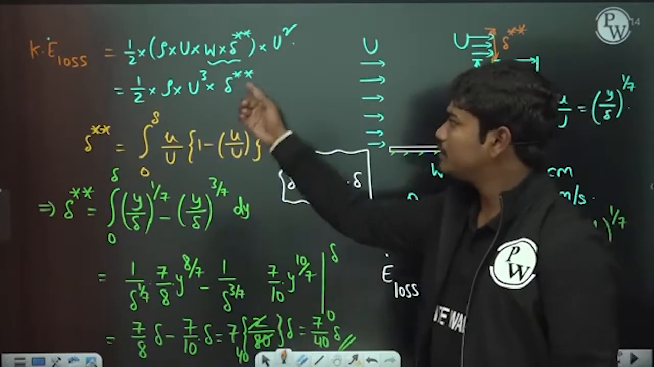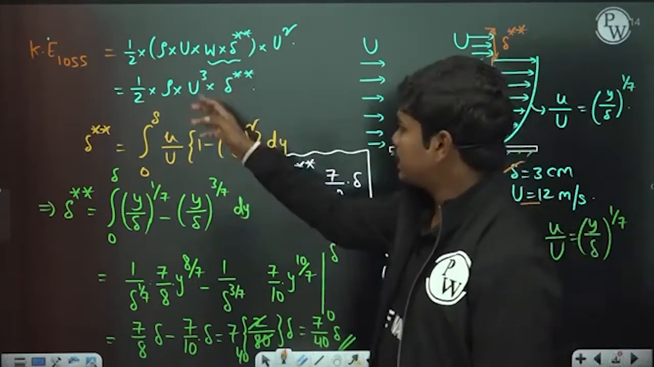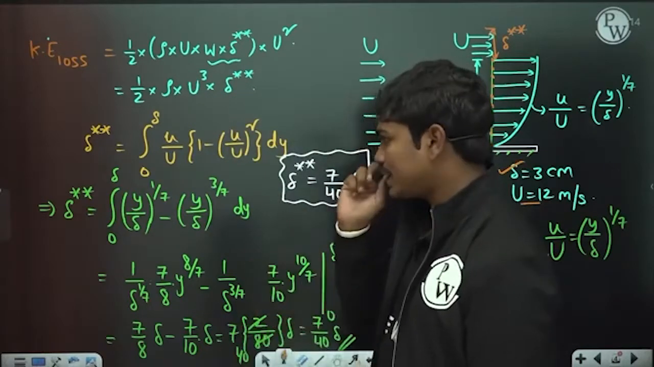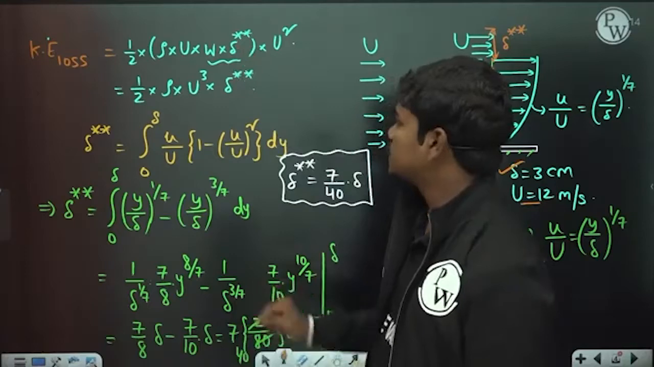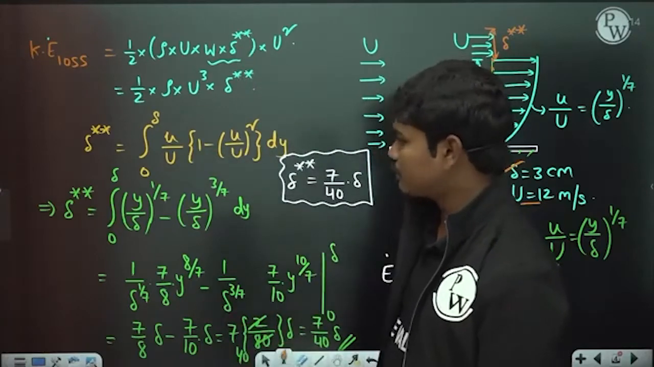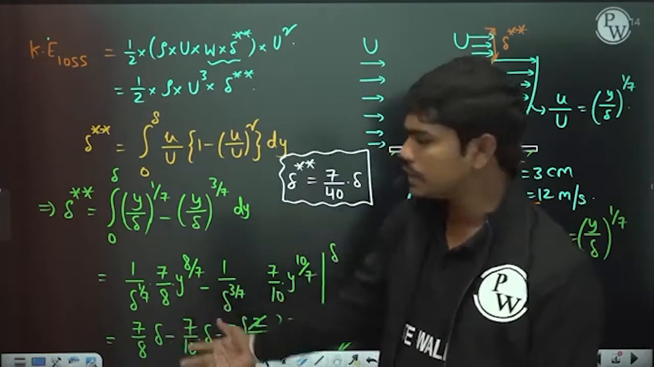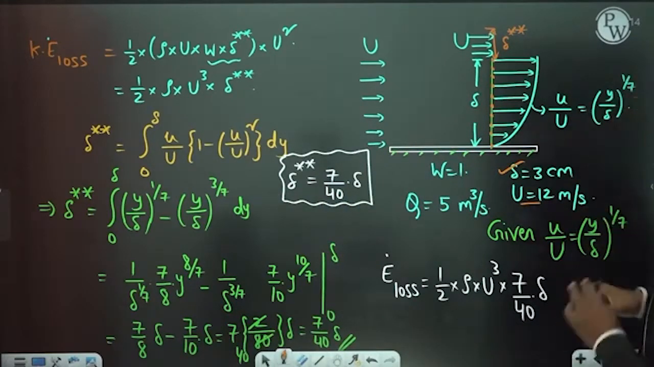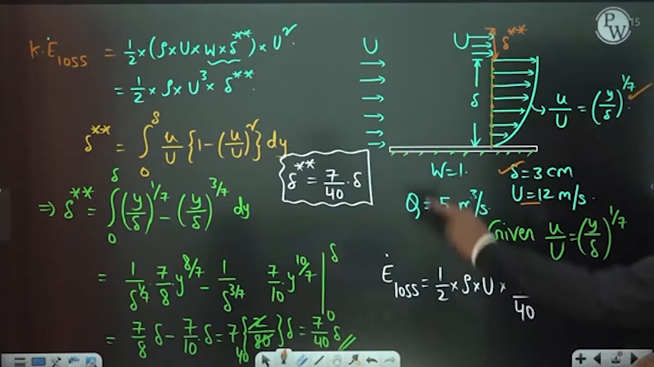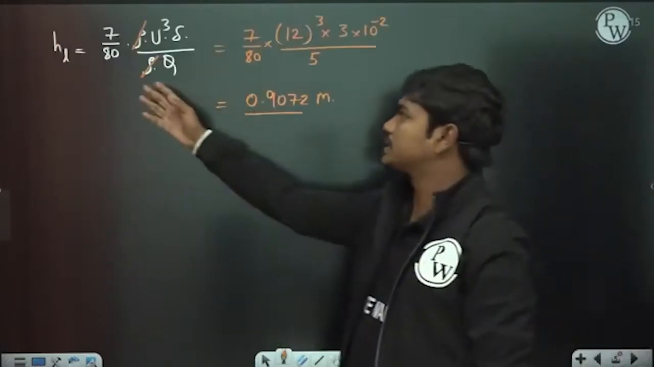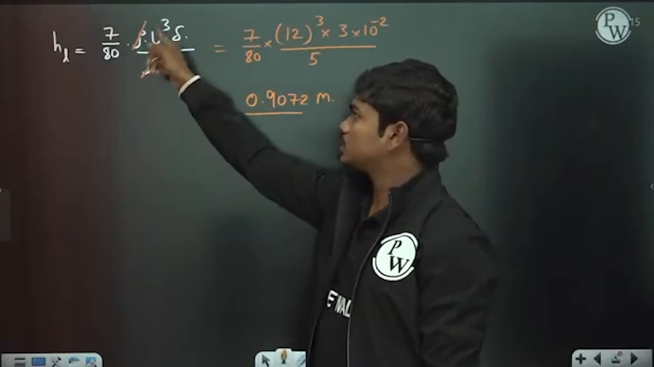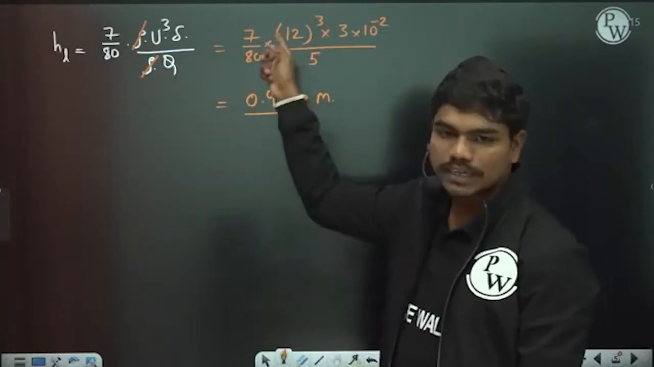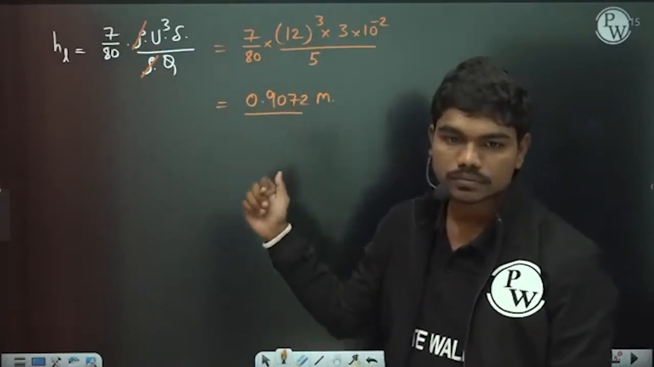Okay, here we have written this expression for the KE loss. Then in this expression the only unknown quantity is this delta double star. So if you evaluate this expression for delta double star using our simple calculations, then we got this delta double star as 7 by 40 times of delta for this particular velocity profile. Okay, now once you get this, you can substitute there and we have equated both the terms, that HL value is equal to 7 by 80 times these guys. So density got cancelled. So we have the rest of the expression. So we substituted. Okay.